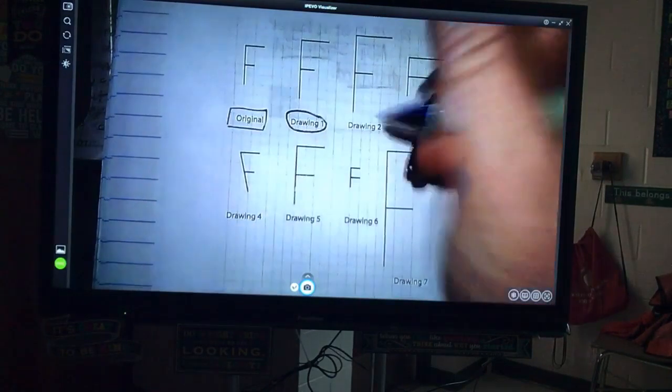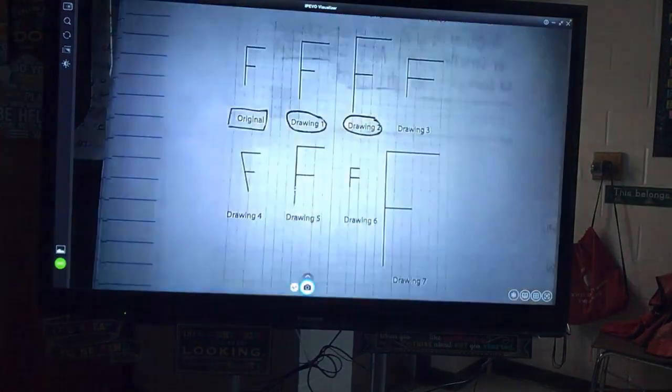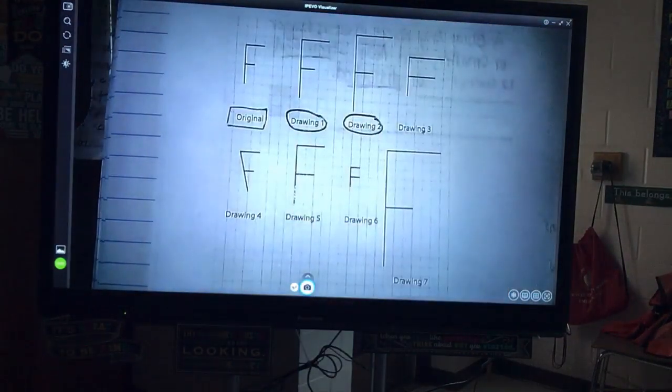All right, stand up if you picked drawing number 2 as a scale drawing. All right, you are correct. Sit down. Stand up if you pick drawing number 3 as a scale drawing.